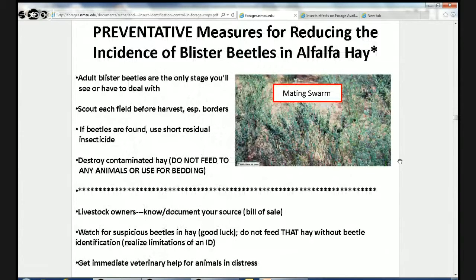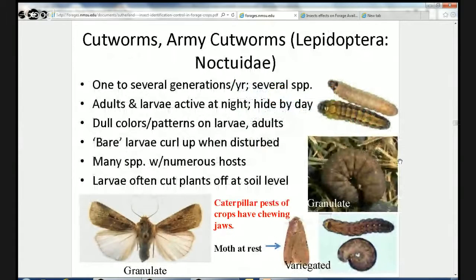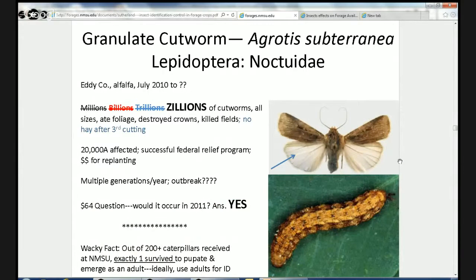Not the last one. There's another one after this I want to talk about. But cutworms. Cutworms do a decent amount of damage. They're not a very exciting looking insect, but they do quite a bit of damage. I love this. Millions, no. Billions, no. Trillions, no. Officially use the word zillions. That's awesome. Zillions of cutworms.